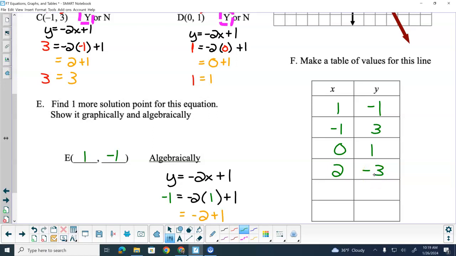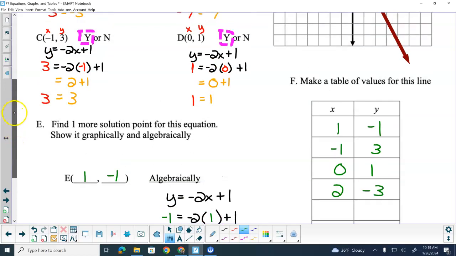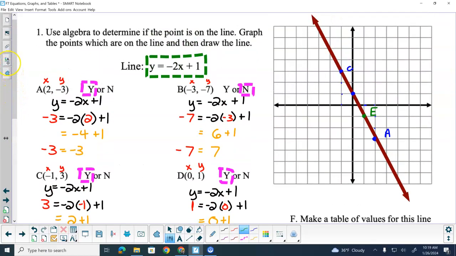We just have to fill in 2 more lines in our chart. Well, we can go back to our graph and we can say we need 2 more points that are on the line. Here's one, there's one. Got all those, there's one, and there's one right there.